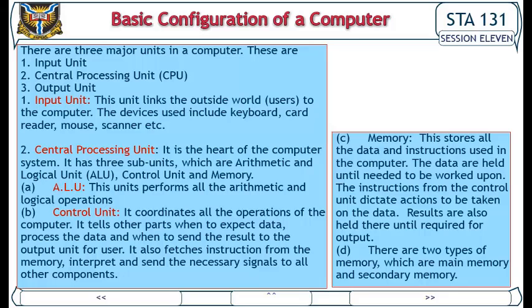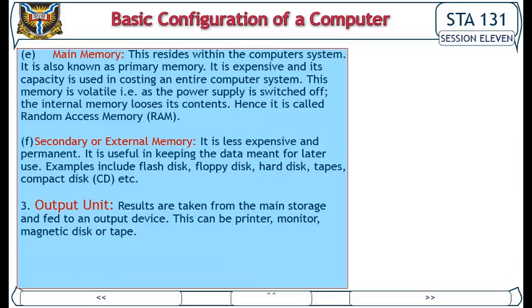D. There are 2 types of memory, which are main memory and secondary memory. E. Main memory. This resides within the computer system. It is also known as primary memory. It is expensive and its capacity is used in costing an entire computer system. This memory is volatile, that is, as the power supply is switched off, the internal memory loses its contents. Hence, it is called random access memory, RAM. F. Secondary or external memory. It is less expensive and permanent.